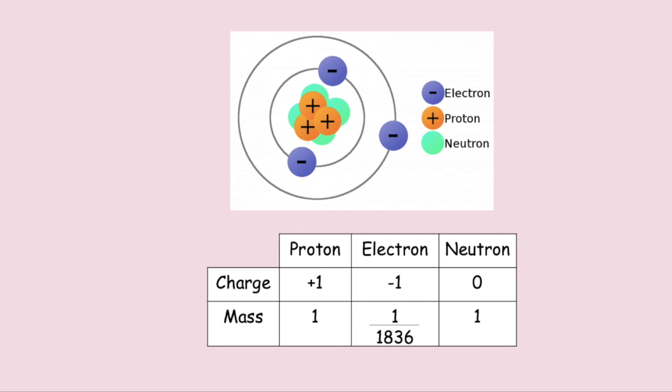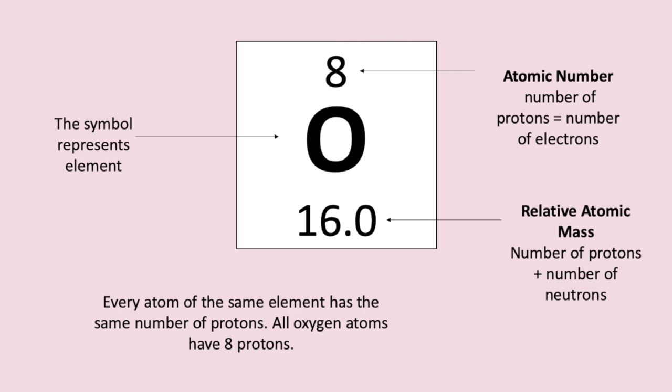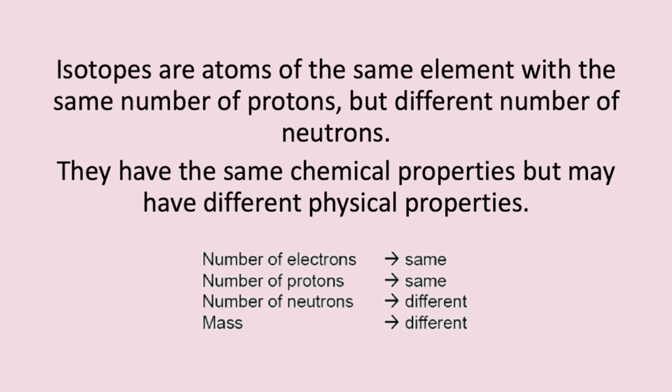The electron is very tiny, so has a relative mass of 1/1836. So an atom's mass is the number of protons plus the neutrons. The atomic number is the number of protons. This equals the number of electrons. Every atom of the same element has the same number of protons, but the number of neutrons can change.